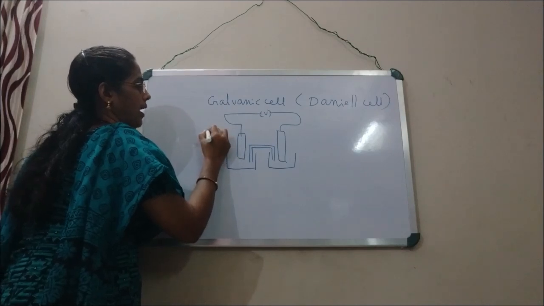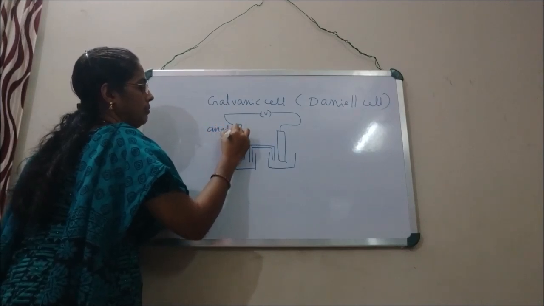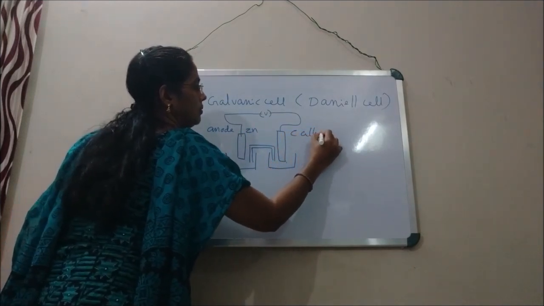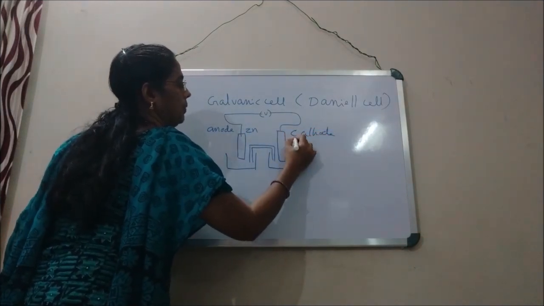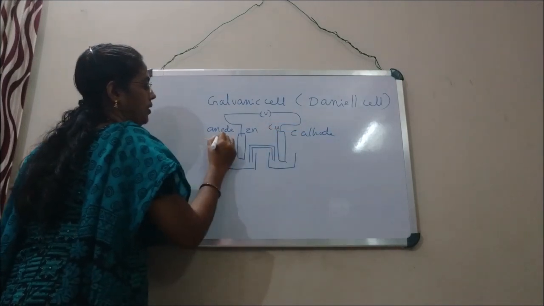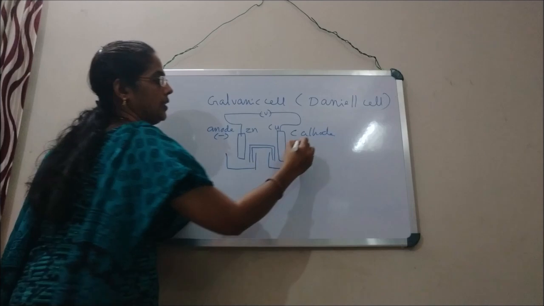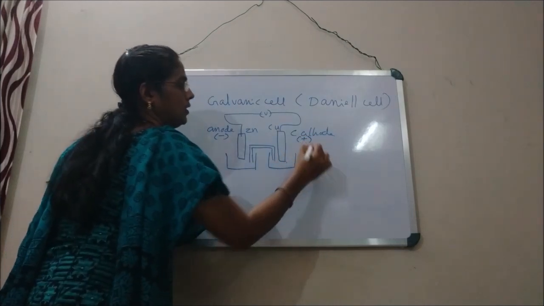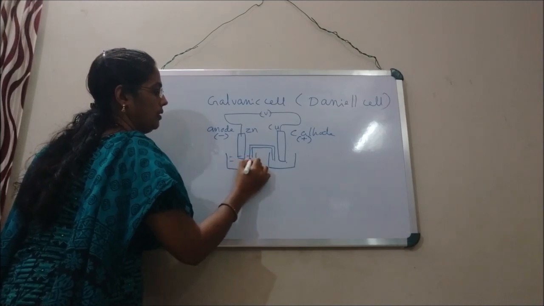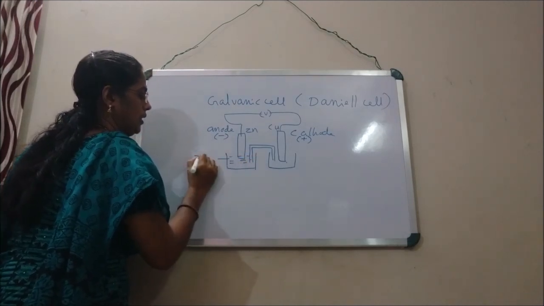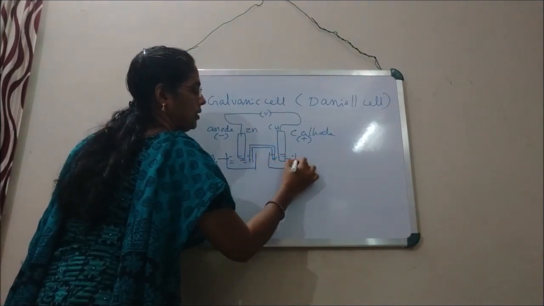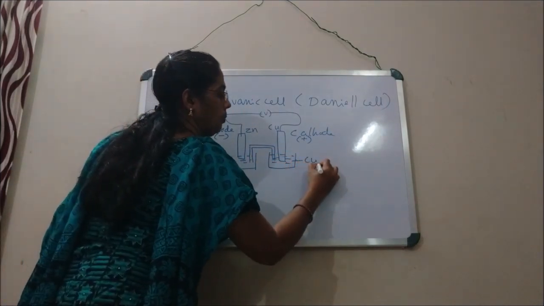This is the anode, zinc. This is the cathode, there is copper. The anode is negatively charged and the cathode is positively charged. And this zinc electrode is dipped in zinc sulfate solution. The copper electrode is dipped in copper sulfate solution.